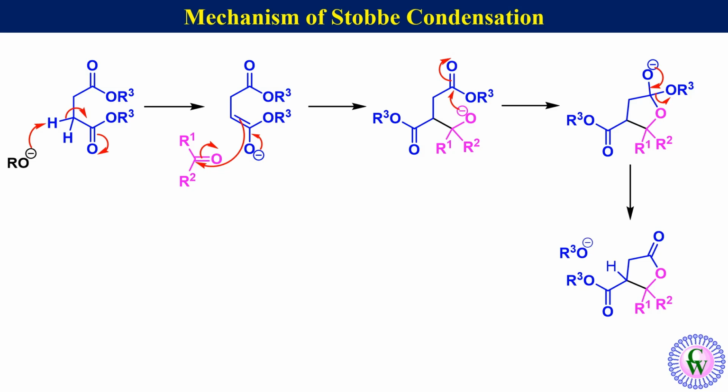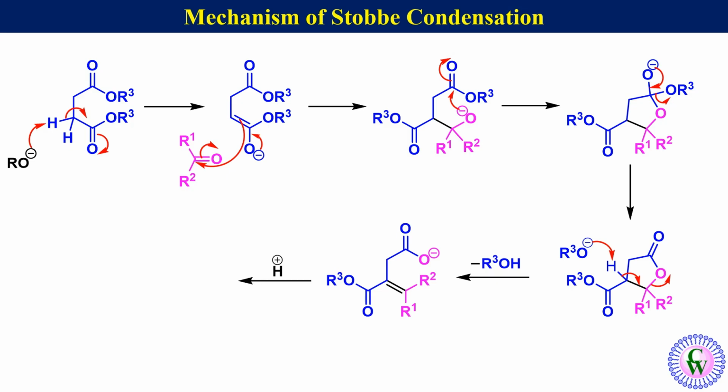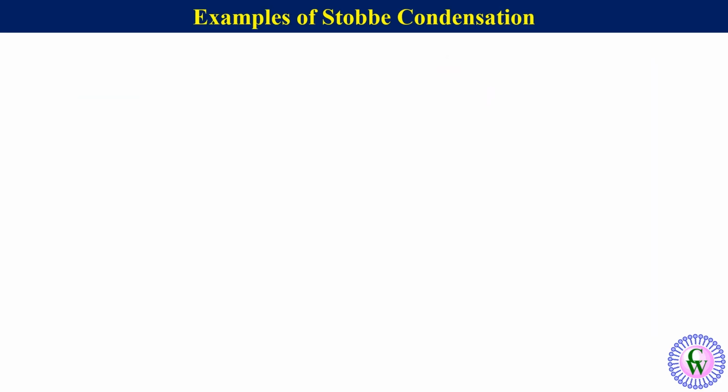Alkoxide ion then abstracts the proton alpha to ester group like this to produce alcohol and carboxylate salt of substituted 3-alkoxycarbonyl but-3-enoic acid, which under acidic workup takes proton to produce substituted 3-alkoxycarbonyl but-3-enoic acid.